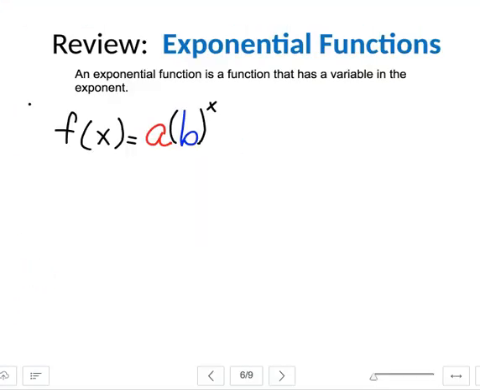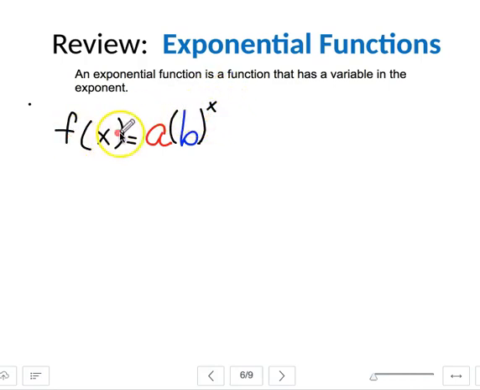Alrighty, so this looks better. So let's review exponential functions and maybe learn something more about an exponential function. An exponential function is a function that has a variable in the exponent. Remember, the exponent is the number that a number is being raised to. In this case, we've got a variable x in our exponent.